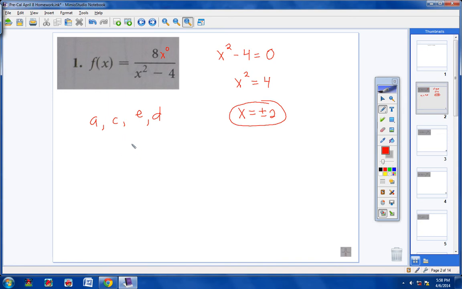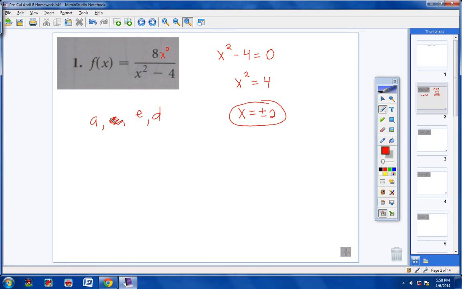Let's see, could be A still. C is not going to be a possibility because C has a slant asymptote. Do you see that, guys? C has a slant asymptote, and so you can never have a slant asymptote and a horizontal. How do I know that? Because if the degree is higher in the numerator, you can't have a horizontal asymptote. You have a slant asymptote. So we know C is out of the question.